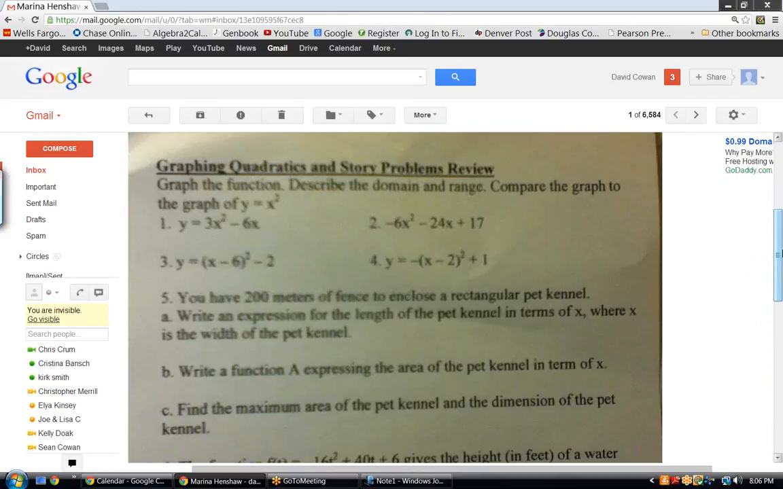Okay, graph the function. Describe the domain and range. Compare the graph to the graph of y equals x squared. Okay.